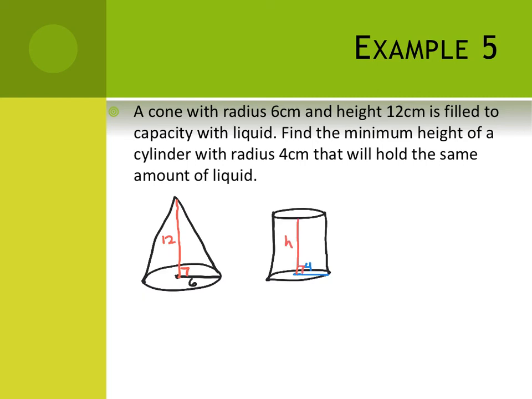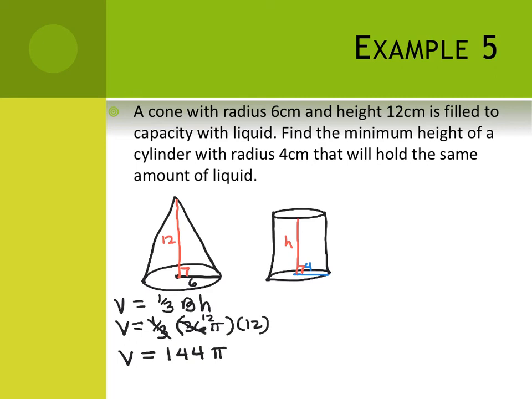So the first thing I'm going to do is, because the volumes need to be the same, I'm going to calculate the volume of the cone. So remember, the formula is 1/3 capital BH. So 1/3, my base shape is a circle, so pi r squared, which is 6 squared, so 36 pi, times the height, which is 12. I can simplify 1/3 and 36. So the volume of my cone is 144 pi centimeters cubed.